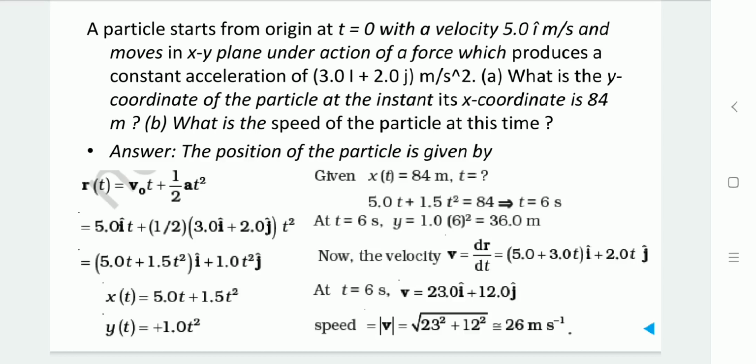So the question is asking what the y coordinate is while the x coordinate is 84 meter. It would be 36 meter.